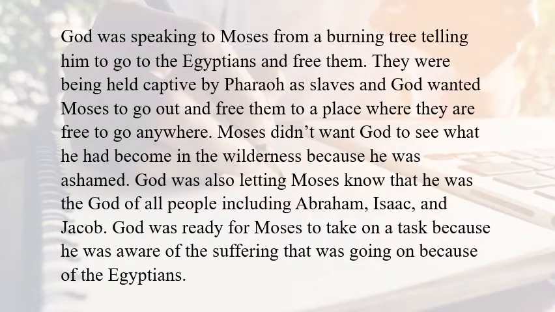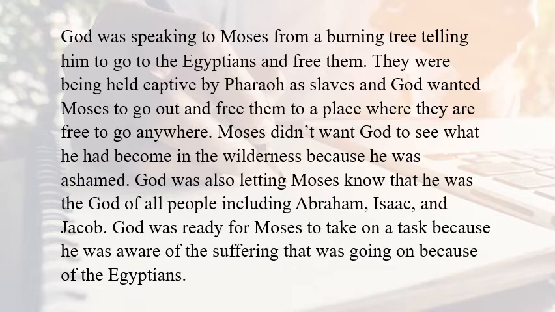So, this was an answer someone gave. God was speaking to Moses from a burning tree, telling him to go to the Egyptians and free them, which is wrong, well, at least unclear, right? Telling him to go to the Egyptians and ask for the Hebrews to be freed. They were being held captive by Pharaoh as slaves, and God wanted Moses to go out and free them to a place where they are free to go anywhere.